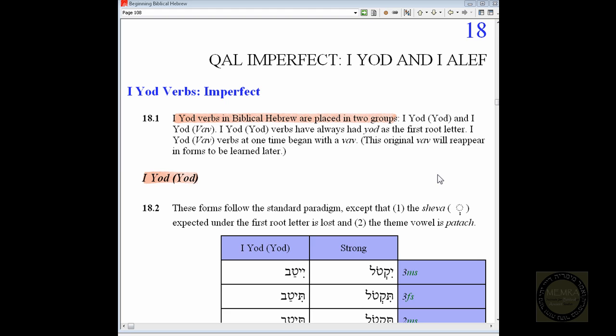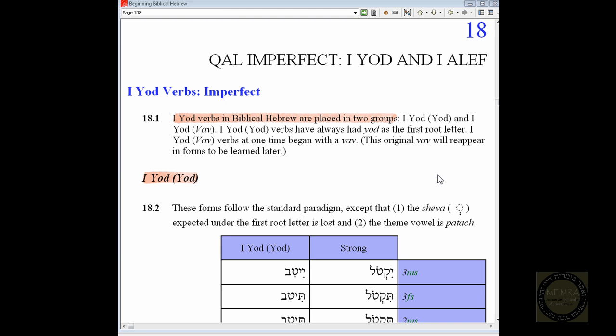Now, there isn't going to be a whole lot here to memorize, either in this chapter or the next one, as it relates to verbs anyway. There will be other things, but in this chapter, focused as it is just on the imperfect of these two weak verbs, there's not going to be a whole lot. You already know the prefixes, and that's the most important thing.